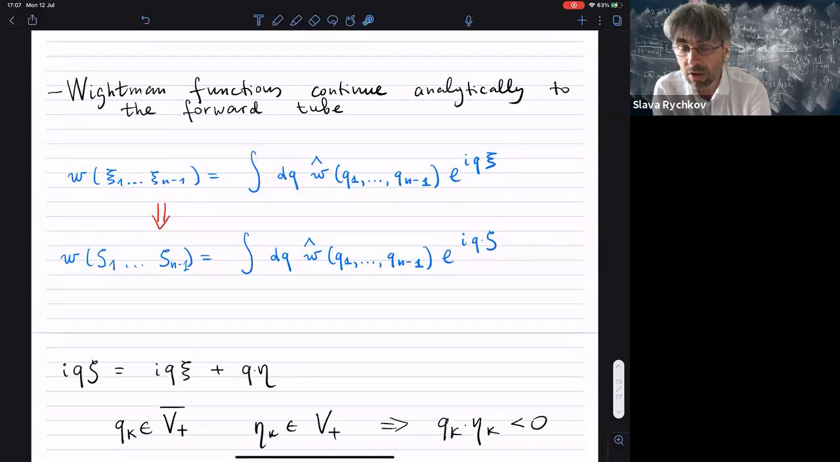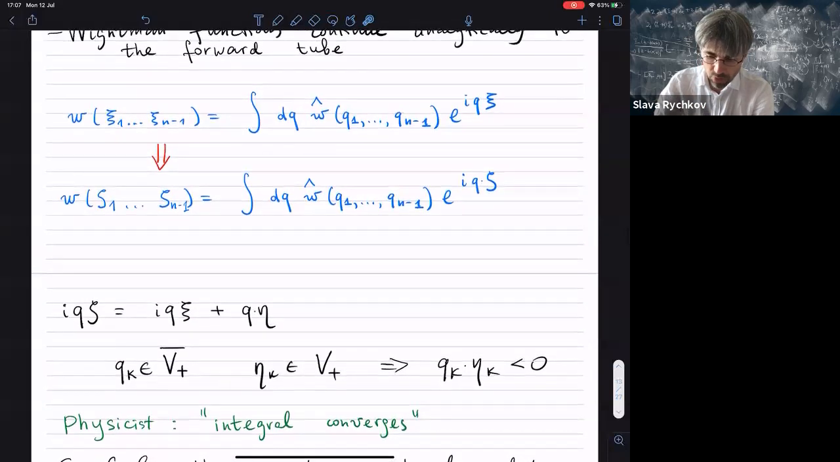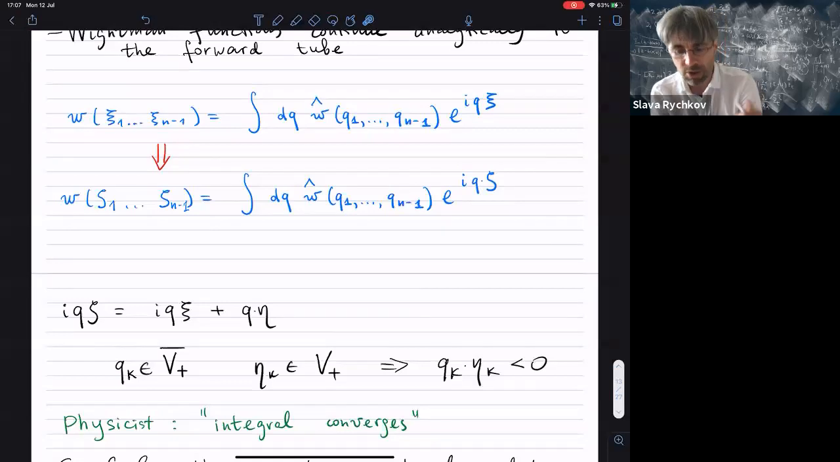We're working in mostly plus signature. And so this distribution looks meaningful to a physicist, because a physicist would just say, look, we just had some integral here, and we stuck in some imaginary parts. And so the integral converges better than it converged before. So clearly this makes sense. That's what physicists would say. Well, that's not quite a good way to say it, because that would be a good reasoning if the original integral was a true integral.